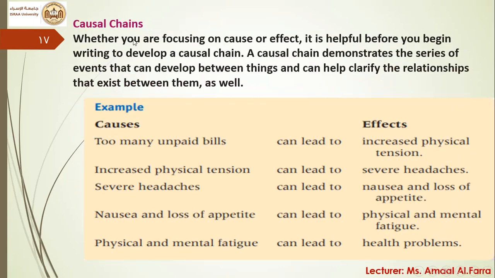Causal chains. Whether you are focusing on cause or effect, it is helpful before you begin writing to develop a causal chain. A causal chain demonstrates the series of events that can develop between things and can help clarify the relationships that exist between them as well. So we use causal chains. Why? To clarify the relationship that exists between the cause and the effect. Let's see the examples. Here we have the causes and here we have the effects.